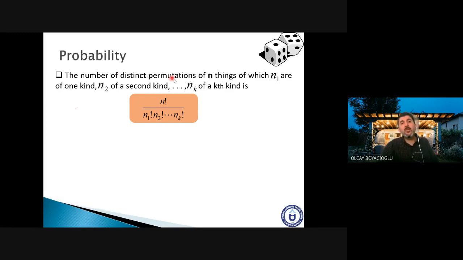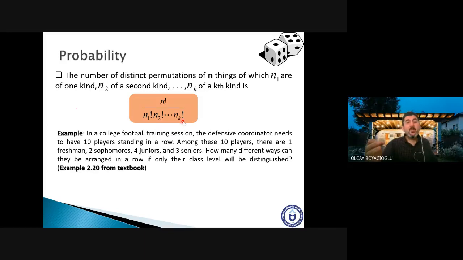The number of distinct permutations of n things of which n1 are of one kind, n2 of a second kind, and nk of a kth kind is written in this formula: n factorial divided by n1 factorial, n2 factorial, and nk factorial. So let's try to see a question and how we are going to apply this formula.